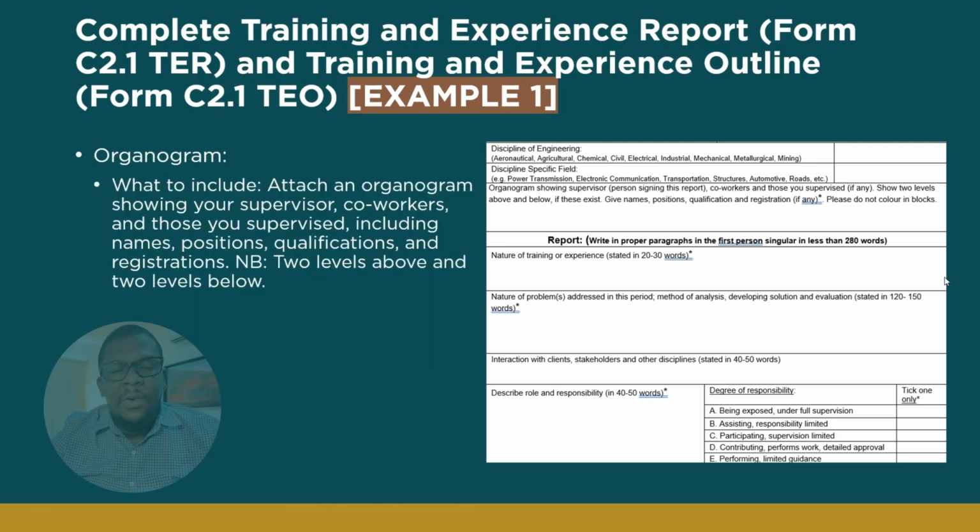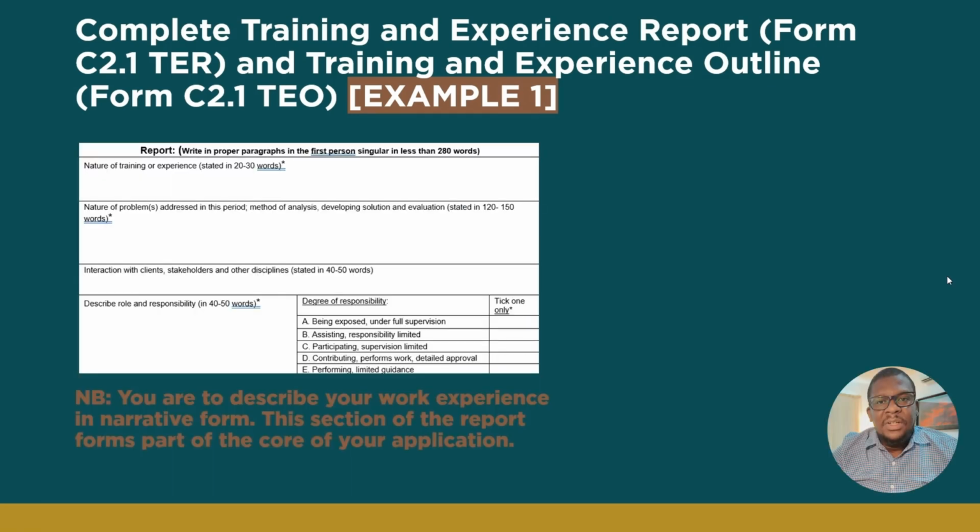Organogram. In terms of the organogram, what to include? Attach an organogram showing your supervisor, co-workers, and those you supervised, including the name, position, qualification, and registration. Remember, 2 levels above you is required and 2 levels below you is also required. Remember, you are to describe your working experience in a narrative form. This section of the report forms the core of your application.